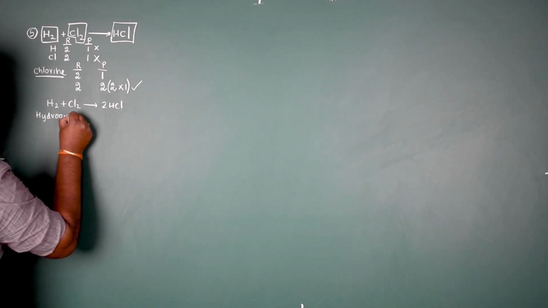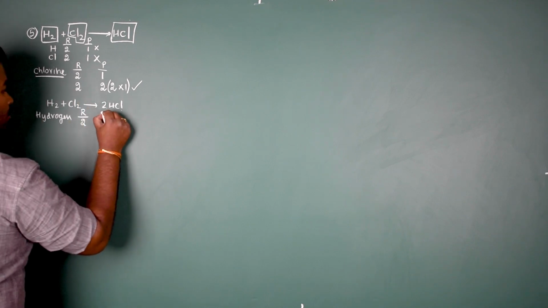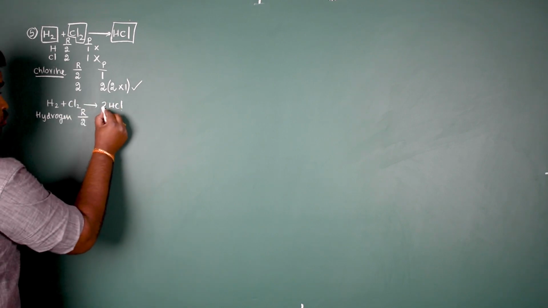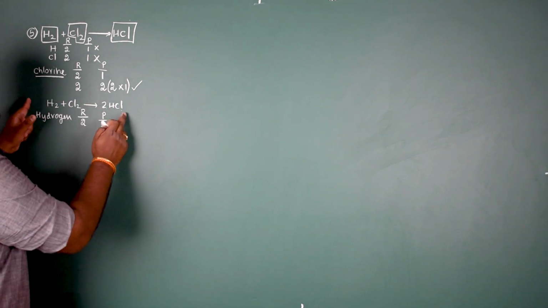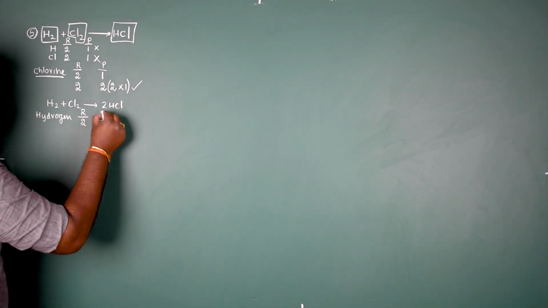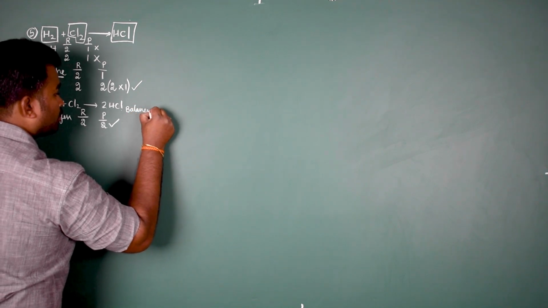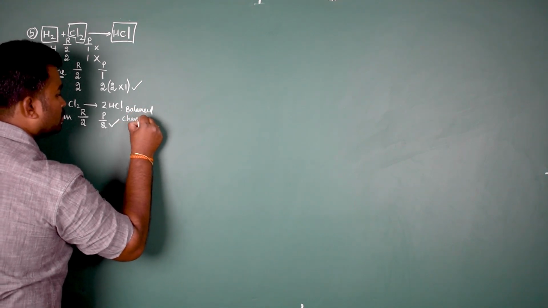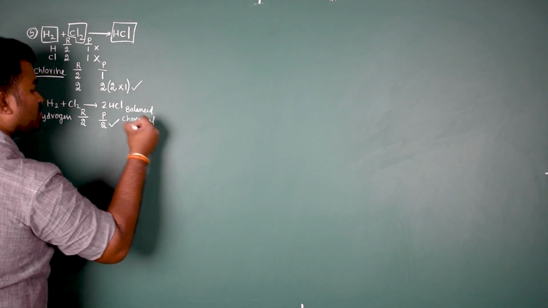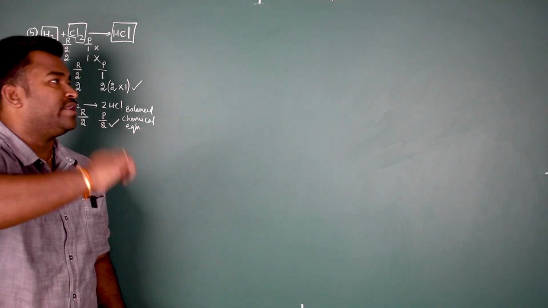So if I am looking at hydrogens, on the reactant side there are 2 hydrogens. On the product side there are 2 hydrogens. Correct? Here also 2 hydrogens. So because this is my new equation, correct? Hence hydrogens are also balanced. Hence the equation is a balanced chemical equation. You understand this? Okay, let's go with one more example.